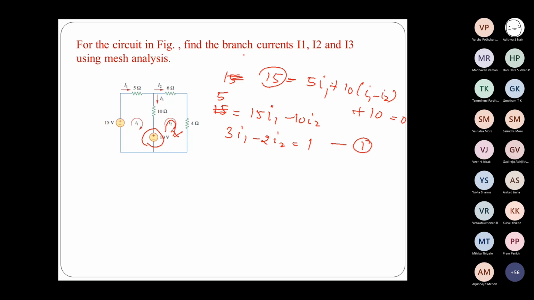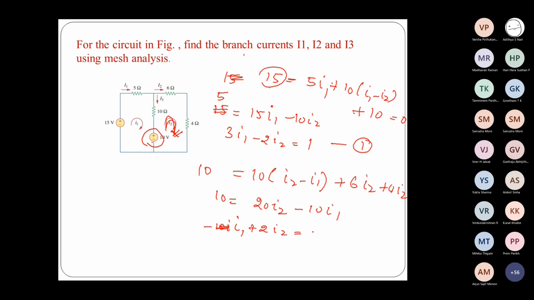Same way I can write for the second loop. Here this is a rise, so 10, and again here it's a drop, so 10 into I2 minus I1, and then plus 6I2 plus 4I2. Now let's simplify. 10 is equal to 10I2, 6I2, 4I2, so it's going to be 20I2 minus 10I1. Again, I can simplify this, divide the whole equation, so minus I1 plus 2I2 is equal to 1.